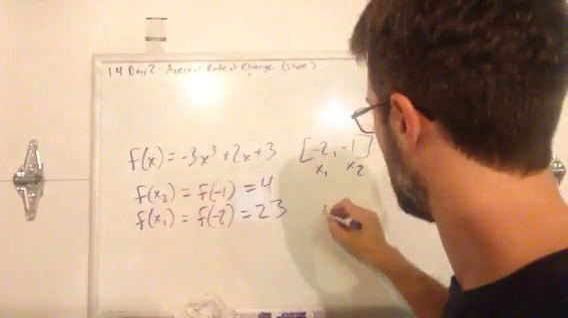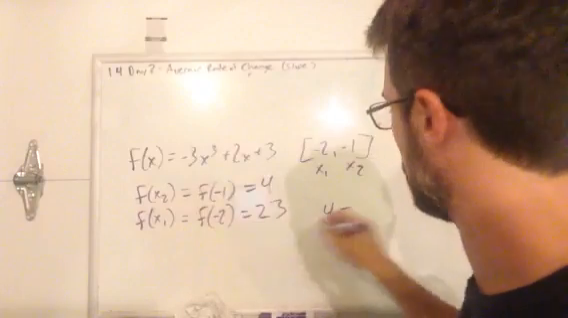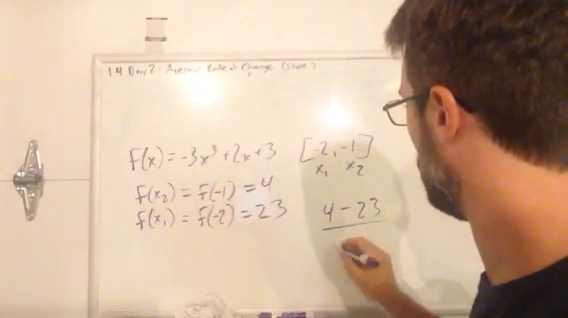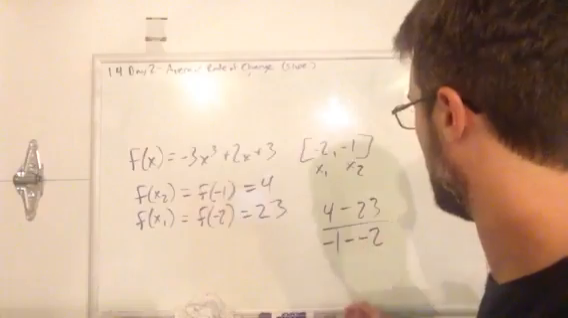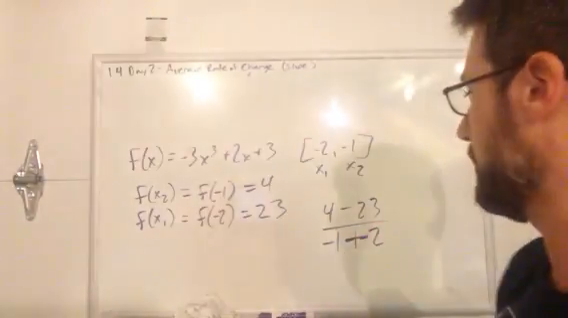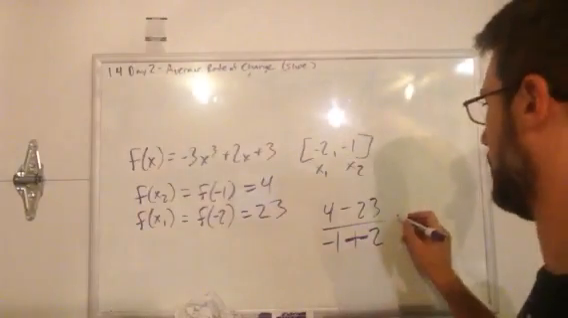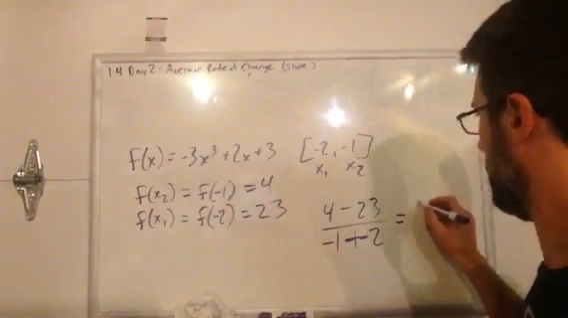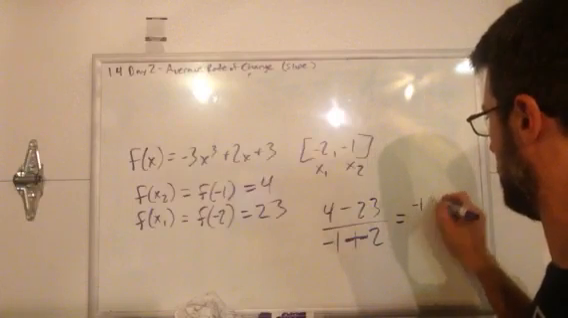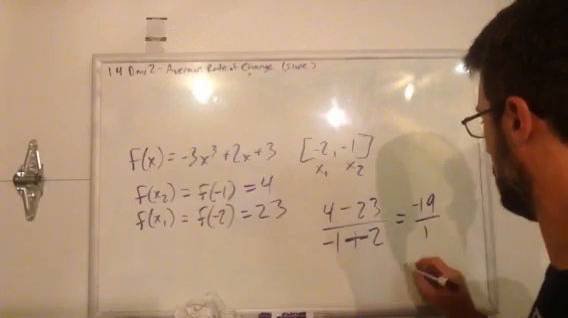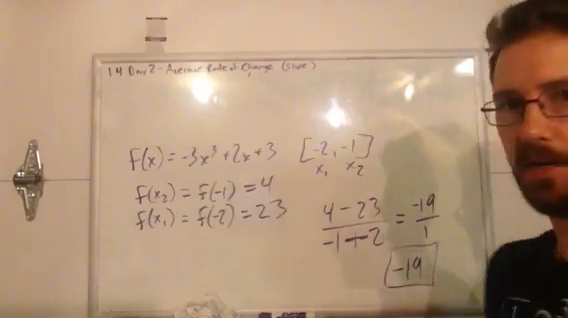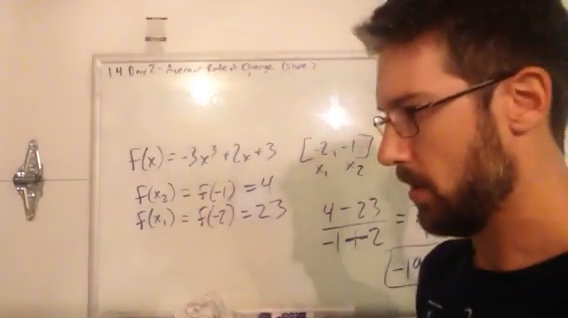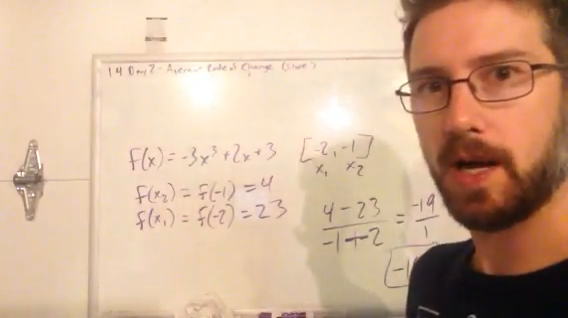F of x2 is 4 minus f of x1 is 23 over x2 -1 minus x1 is -2. That becomes a plus because you're subtracting negatives again. Be careful with that. And so this ends up being -19 over 1, which I guess we would just say is -19. So give the homework a try.